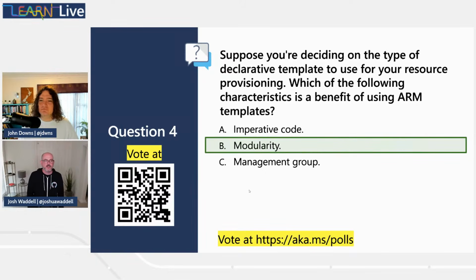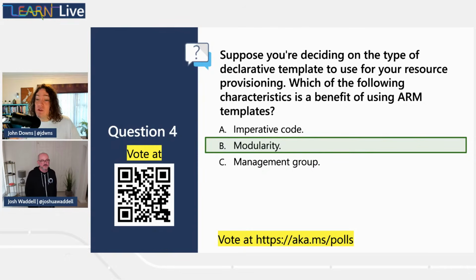So modularity, right? So John, why are A and C incorrect? So ARM templates, even though they're JSON, and even though you probably got the sense correctly that I'm not a huge fan, they are not imperative code. They're still declarative, right? So you're still defining your resources in a declarative template. It's just using a language that is not particularly easy to write.